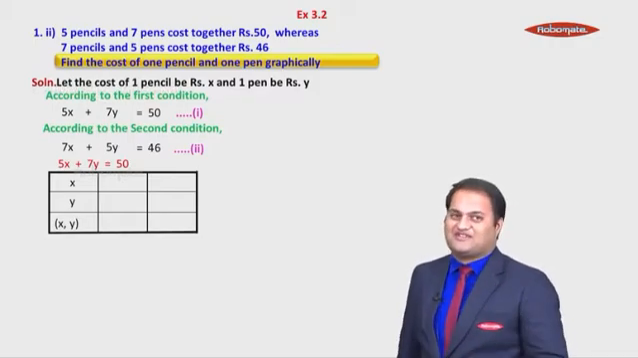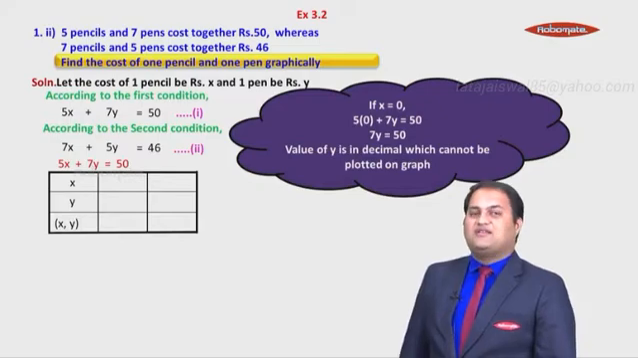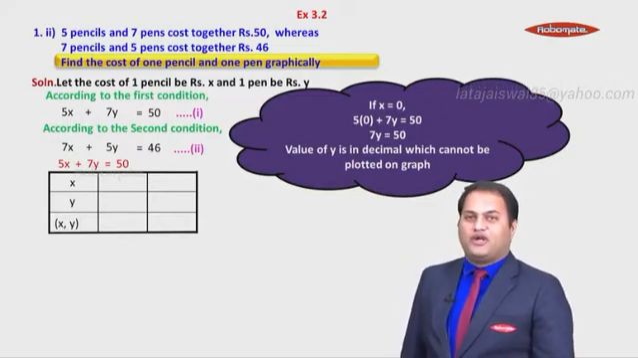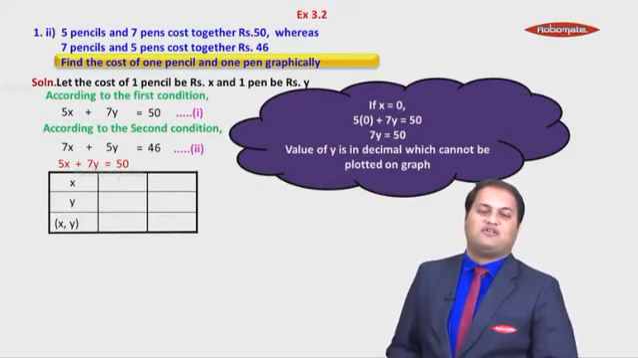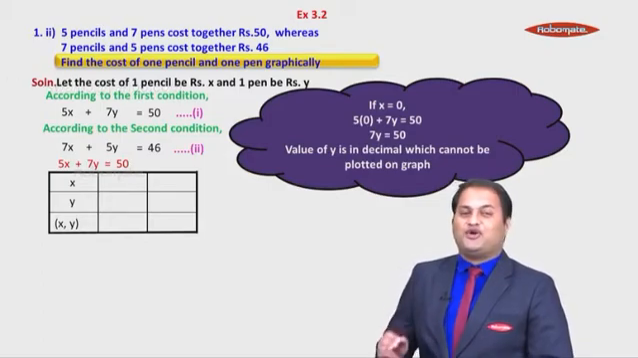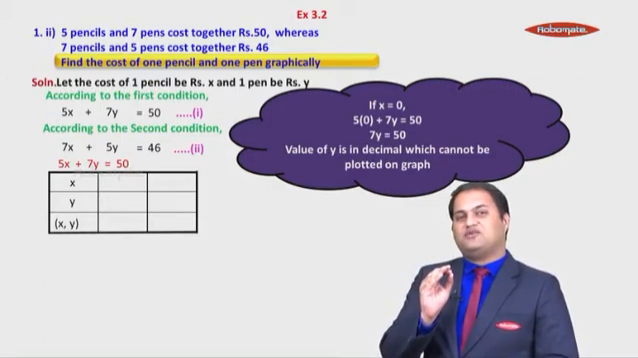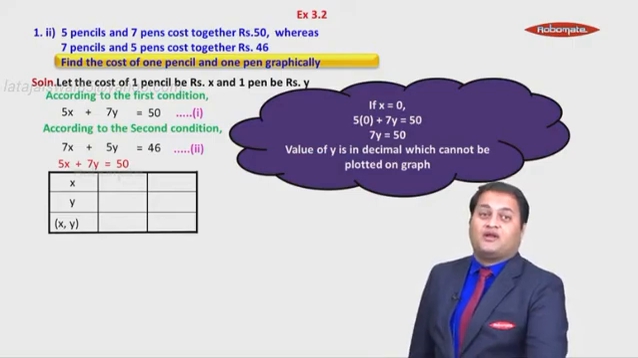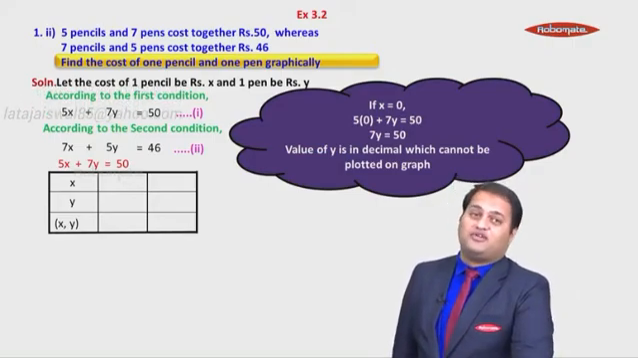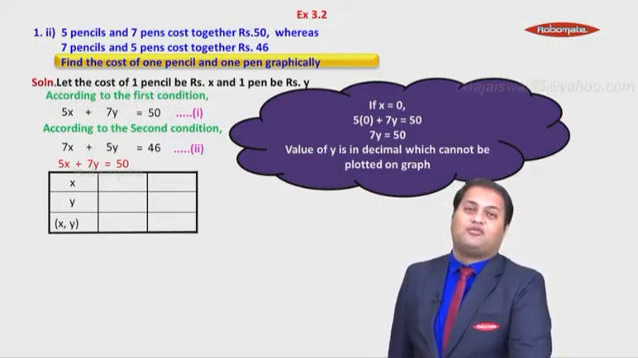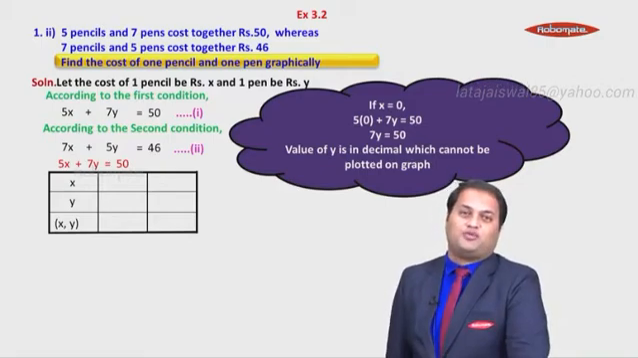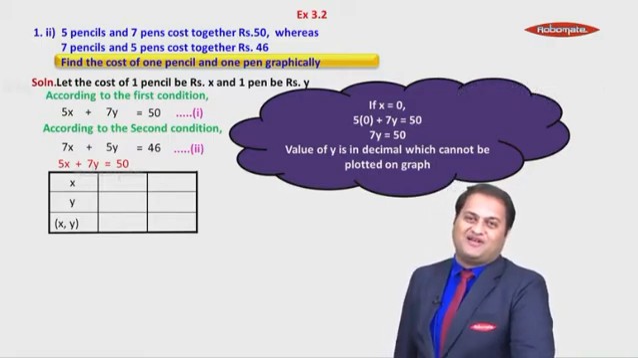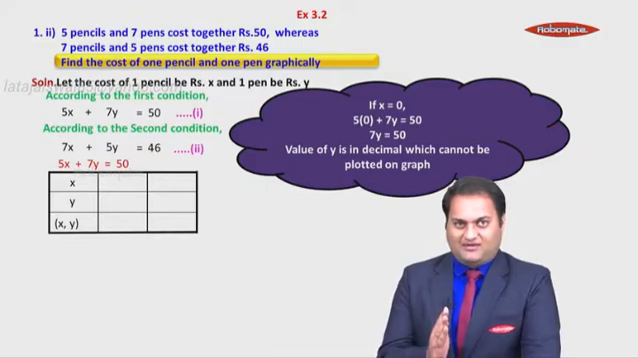Now see what happens this time. When we take x is equal to 0, you get 5 into 0 plus 7y is equal to 50. You get 7y is equal to 50. Now 50 is not divisible by 7, so the value of y will be in decimal, which cannot be plotted on the graph paper.